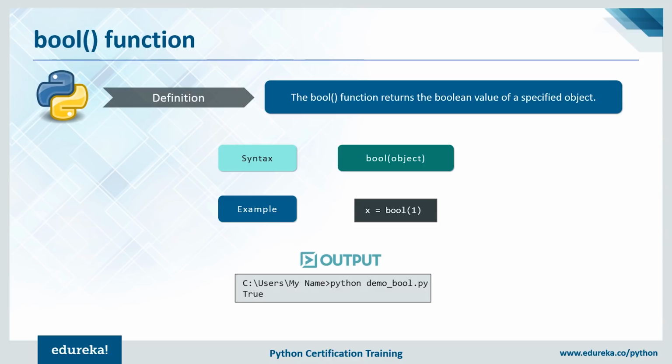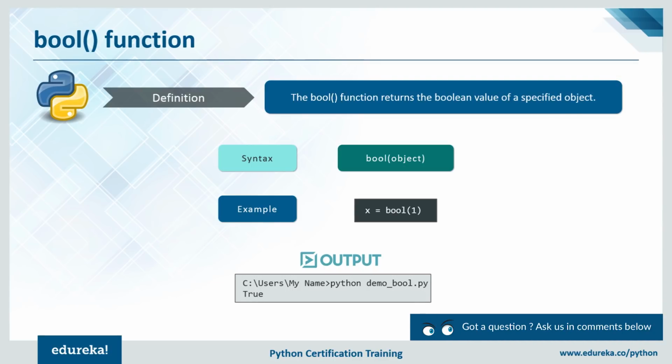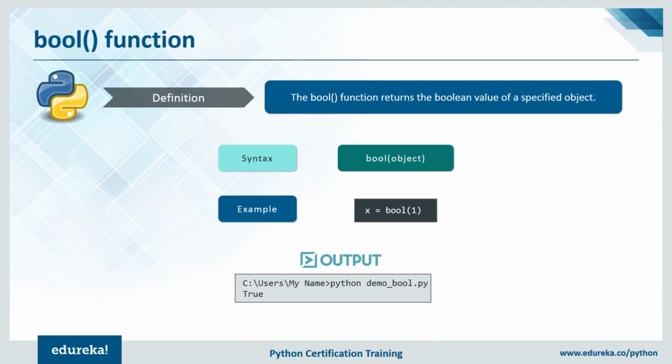So what is the object in this particular case? It can be a string, a list, a number or anything, right? So check out this particular example. x is equal to bool of 1. As soon as that happens, since it doesn't match any of our false criteria, we got it as true. Simple, right?